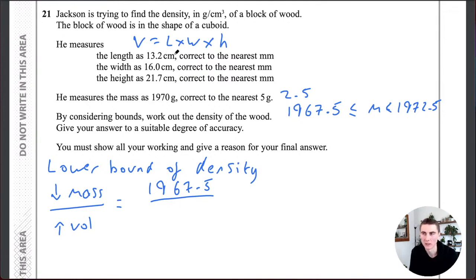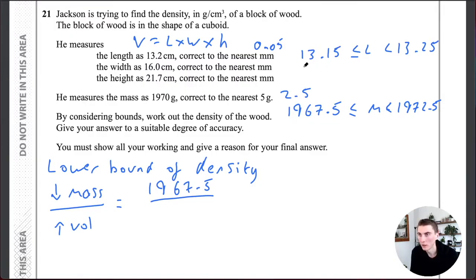Annoyingly, these are in centimetres, so to add and subtract half a millimetre, you need to add and subtract 0.05. Let's write this here, 0.05 centimetres, because that is half a millimetre. So for the length, we take that away and we get 13.15, which is less than or equal to the length, which is less than, and then we add it on, 13.25. The length is somewhere between these, lower bound, upper bound.